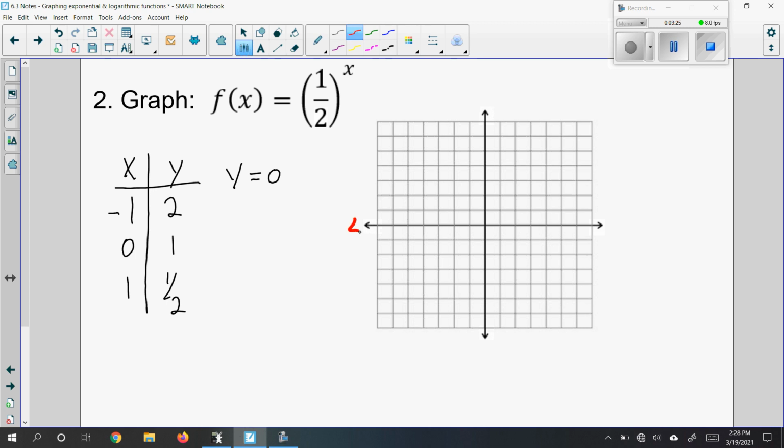Like the previous one, there is a horizontal asymptote at y equals 0. Now we'll plot the points, -1, 2, 0, 1, and 1, 1/2. Like before, this is going to get infinitely close to the horizontal asymptote and go up. So this function is decreasing as we go left to right. And that's because the base is less than 1. So this is decay.